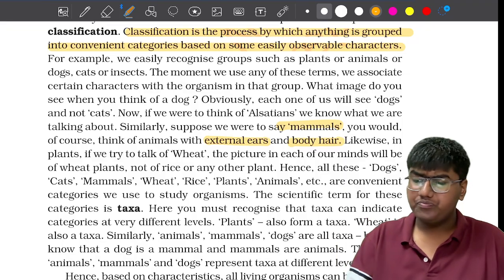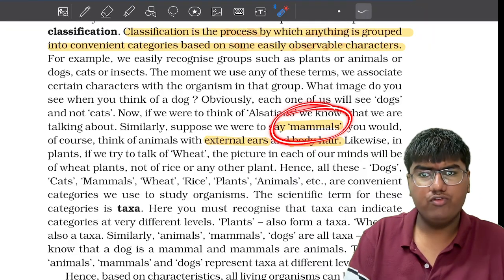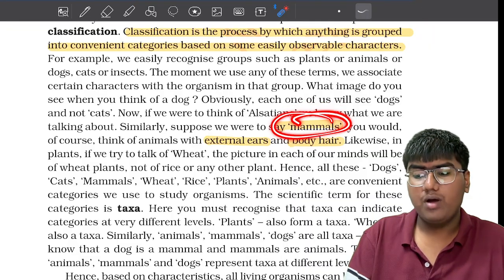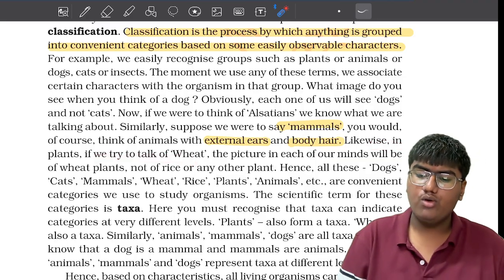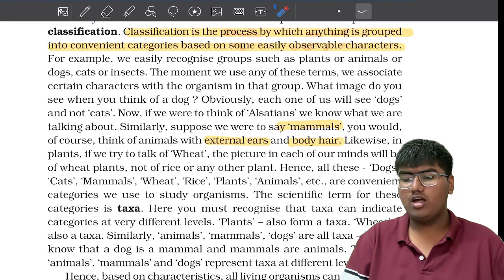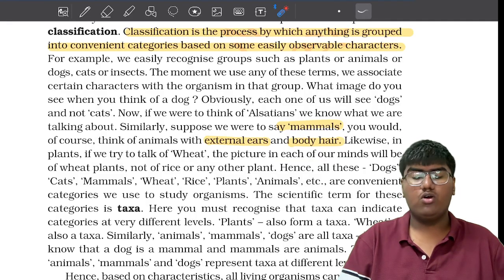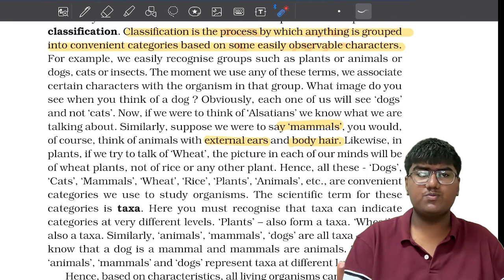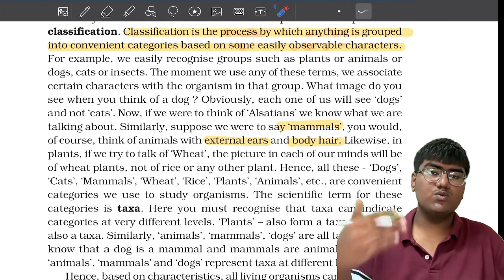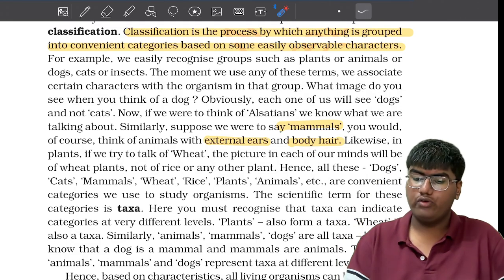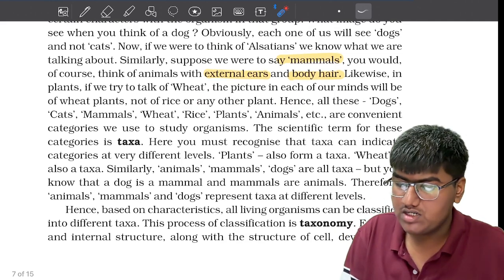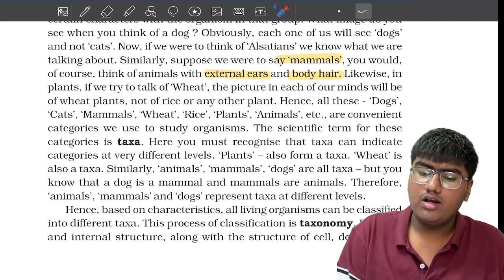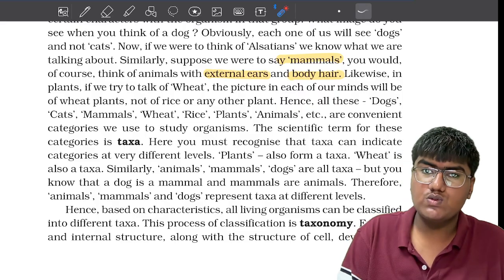That is not a phylum, it is a part of animals. Likewise, in plants, if we talk about wheat, the picture in our mind will be of a wheat plant, not of rice. If I say a hibiscus plant, we will have the image of hibiscus only, not rose. So that is the importance of classification. Hence, all these dogs, cats, mammals, wheat, rice, plants, animals are convenient categories to use to study.